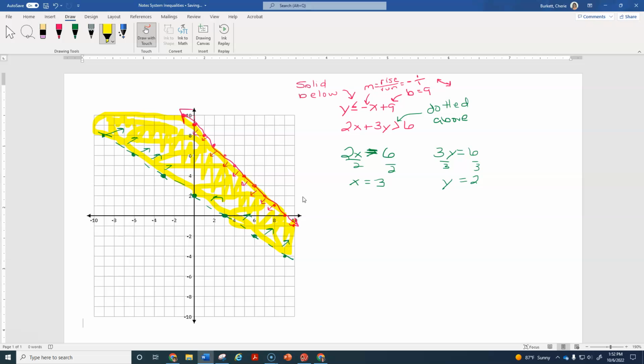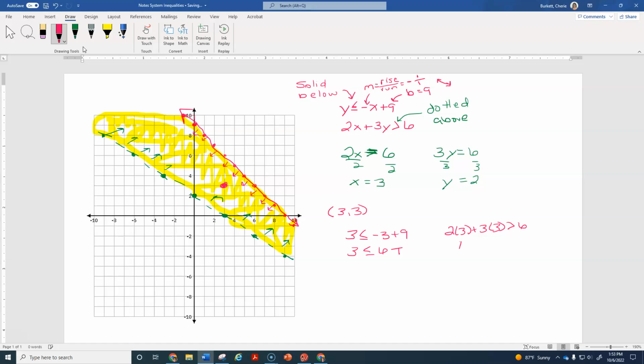So you could pick any point that's in that shaded section, and plug it in up here. I just did the point 3,3. So we can check 3,3. You plug in 3 and get 3 less than or equal to -3 plus 9. And then you plug it into the other equation as well. 2 times 3 plus 3 times 3 is greater than 6. Over here you get 3 is less than or equal to 6. That's a true statement.